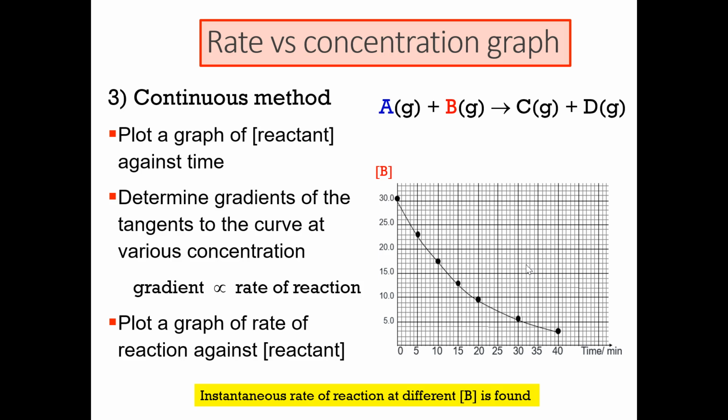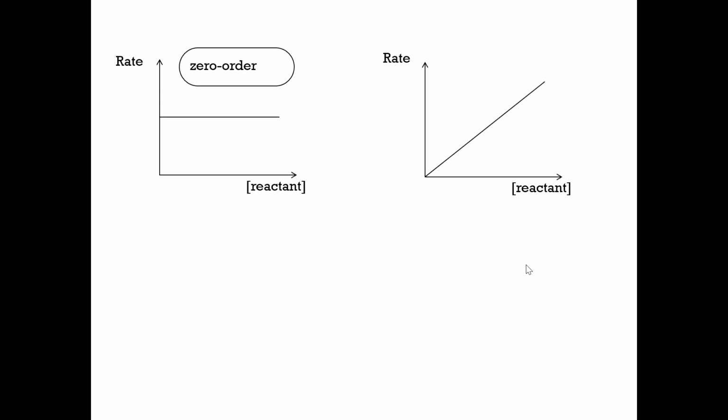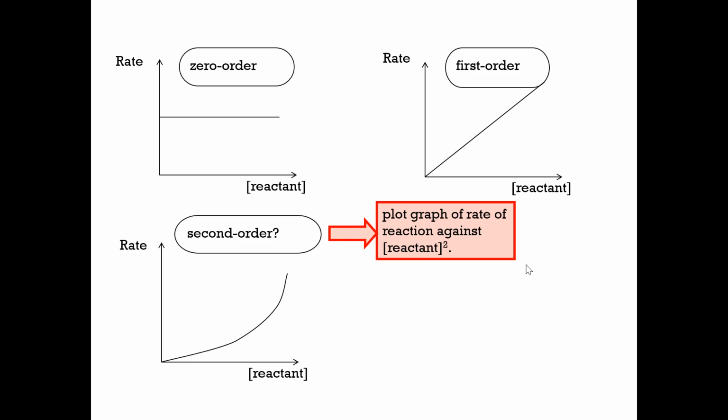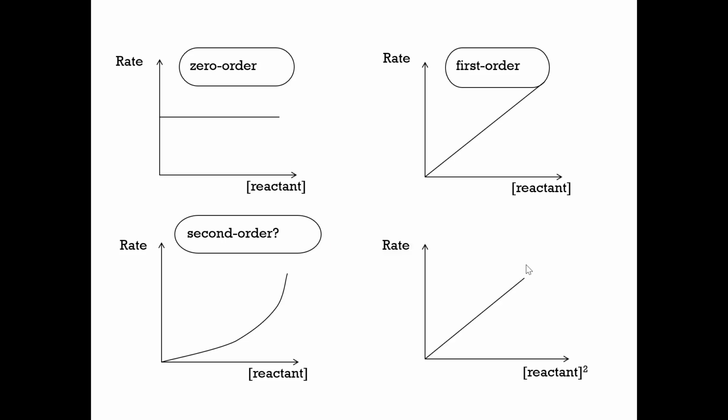So there are two ways to do it if you look at it here. If you have a rate versus reactant graph that is a horizontal straight line, that's zero order. If it is a linear line with a positive gradient, then we have first order. If we have second order, then it might look like that, but it is not conclusive for us. We need a straight line. So in this case, we will have to plot a graph of perhaps rate of reaction against reactant squared so that we can draw a conclusion. If we manage to get this graph, then we are happy to conclude that it is second order.